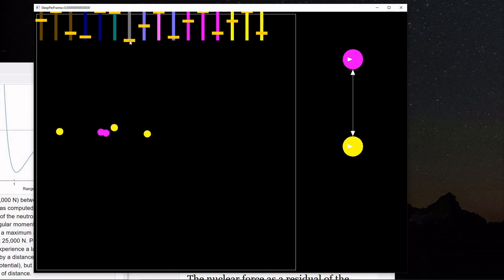So let's speed it up and see what happens. And the cool thing is they're not hitting the walls. I have to have the walls because so many of these things are just unstable and they go flying off to infinity and you never see them again. But the walls really affect the simulation, the behavior in the steady state.